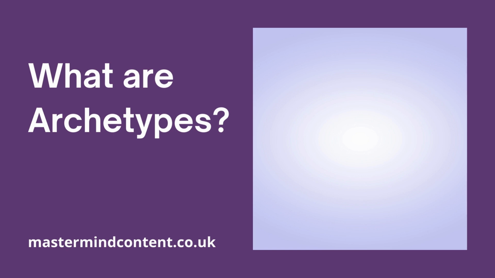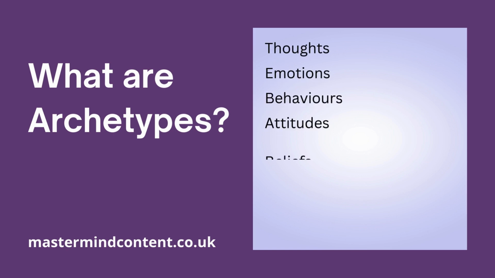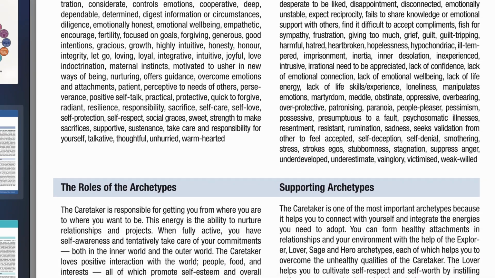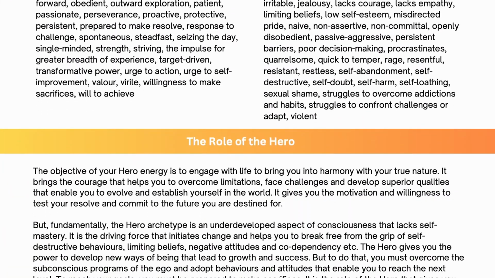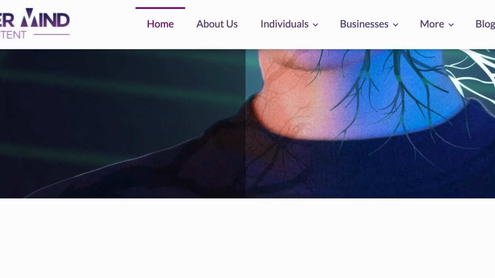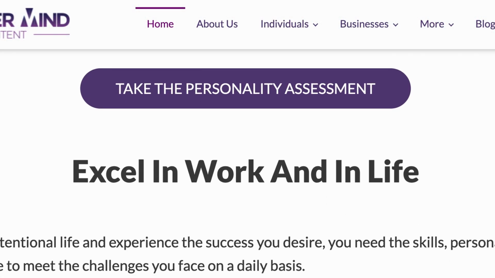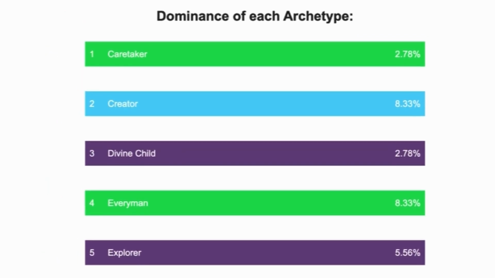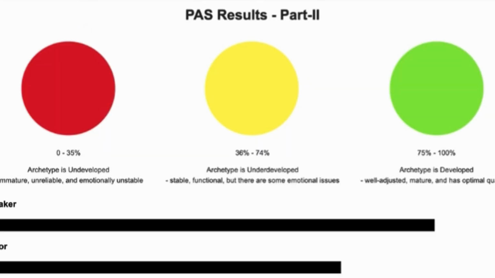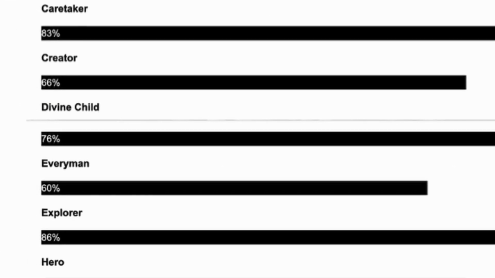Well, archetypes are patterns of thoughts, emotions, behaviours, attitudes, beliefs, motivations, instincts, and desires, which basically encompass human nature in its entirety. So the Archetypes tool lists most of these qualities and it enables you to identify which archetypes dominate a person's personality. You also have access to a personality assessment tool which identifies the most dominant archetypes within an individual and highlights how well developed or underdeveloped each of those archetypes are.